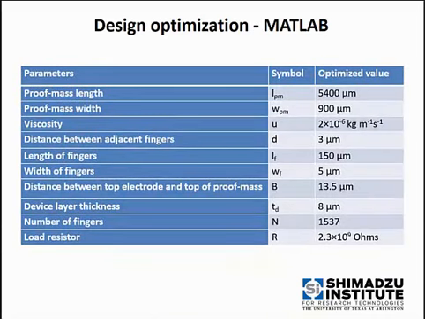These are the optimization results, and we can see that constraint 2 and constraint 1 are both satisfied, and the top electrode is around 13.5 microns above the top of the proof mass level.